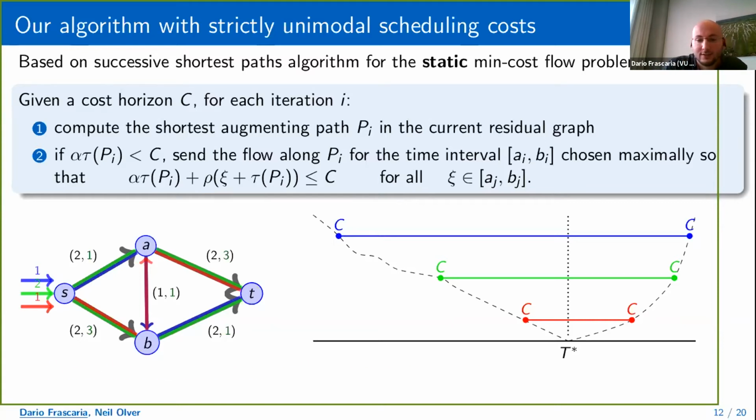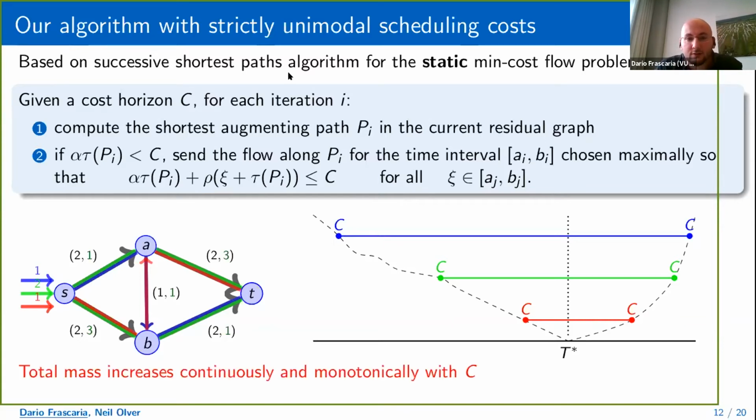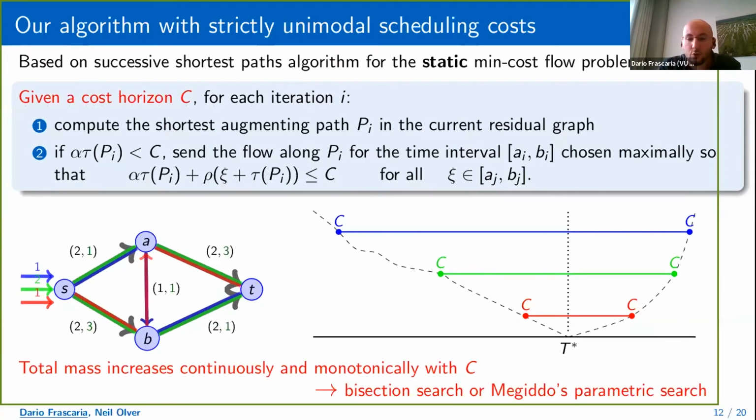Now also notice that in the case of strictly unimodal scheduling cost function, if we increase C, we also increase the length of this interval, which means that we also increase the total mass of flow that we send. So given a total mass as an input, we can compute C with the bisection search or with Megiddo's parametric search.